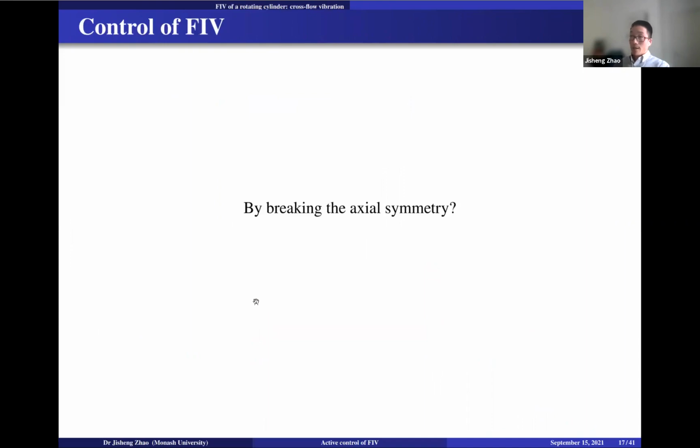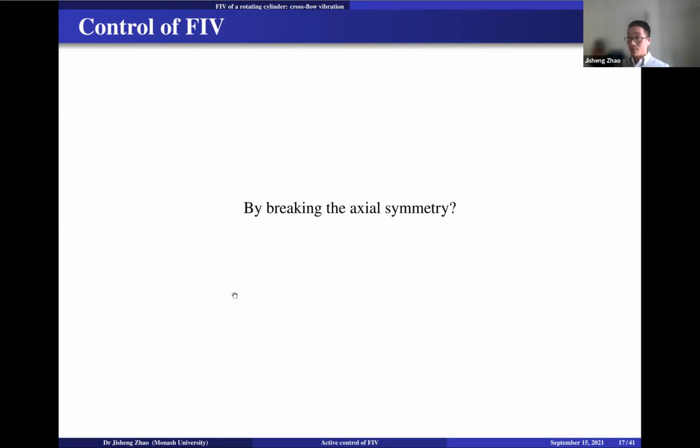Anyway, from the square cylinder, we understand that when we change the angle of attack, the afterbody will change. So basically, it will break the axial symmetry of the system. That's why the transition from galloping and VIV happens. So, which gives us a thought: for a circular cylinder, how can we break this axial symmetry? So we are going to apply rotation to the body to break this symmetry.